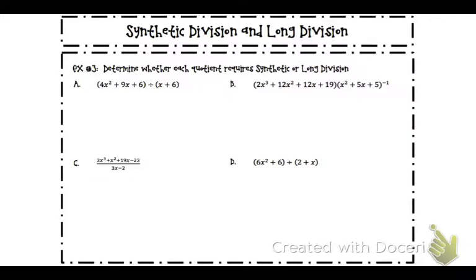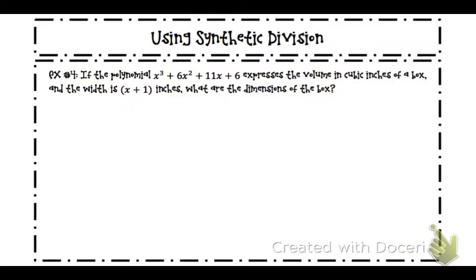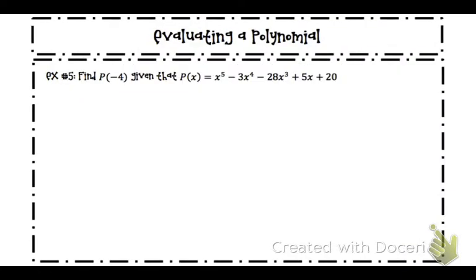Now we have to determine which of these we can use synthetic or long division. So on A, we can use synthetic division because it's just an x. On B, you have to use long division, unfortunately, because it's not just an x. C, you also have to use long division. On D, you can use synthetic division, you just have to change that to x plus 2 because you have to put it in standard form. Okay? So let's look at this. Just kidding, we're going to go over this in class.